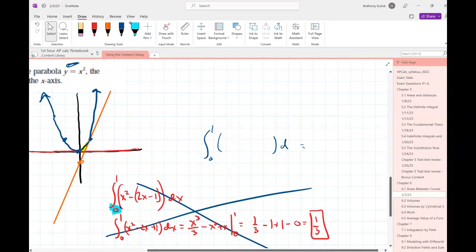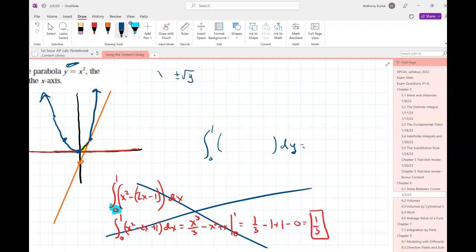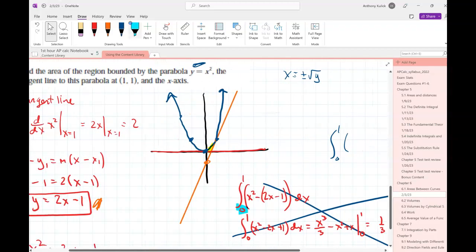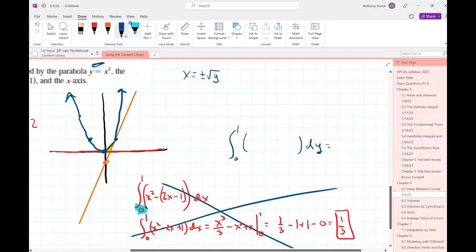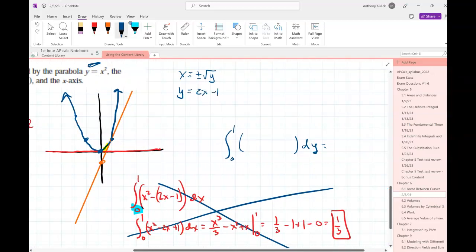You have to integrate. I think that would be the better option, yes. We'll talk in a minute about why going with x is going to be a problem. But I think you already kind of nailed it. So first thing I'm going to do is rewrite y equals x squared as that. And then y equals 2x minus 1 turns into y plus 1 over 2.